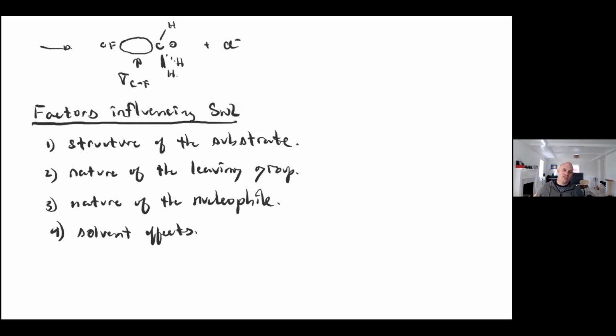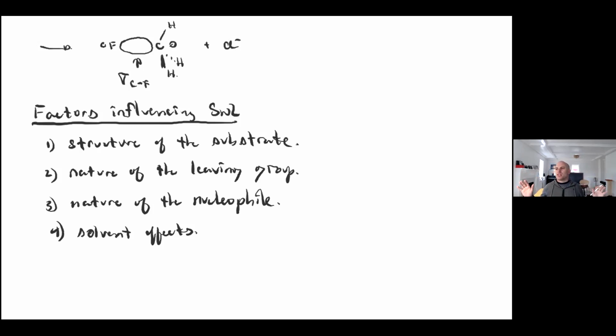These are sort of listed in order of increasing difficulty, or increasing level of ambiguity. The structural effects on the SN2 reaction are relatively straightforward, and you have a couple of limiting cases that make it easy. As we get to the leaving group, the nucleophile, then the solvent, you have to consider those in the context of other factors. And so anyway, we'll introduce these 4 things.